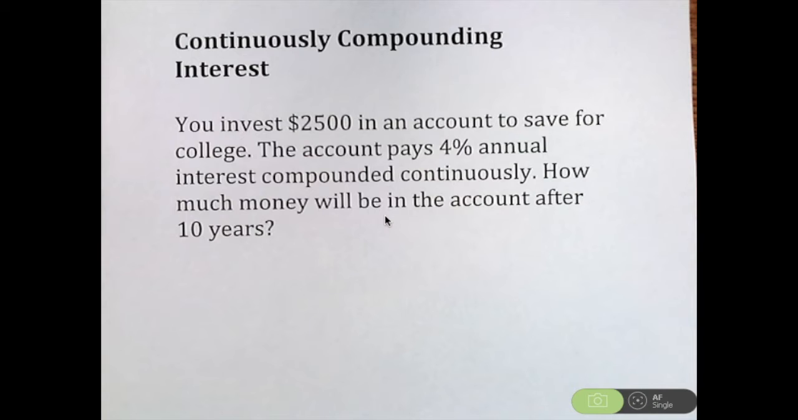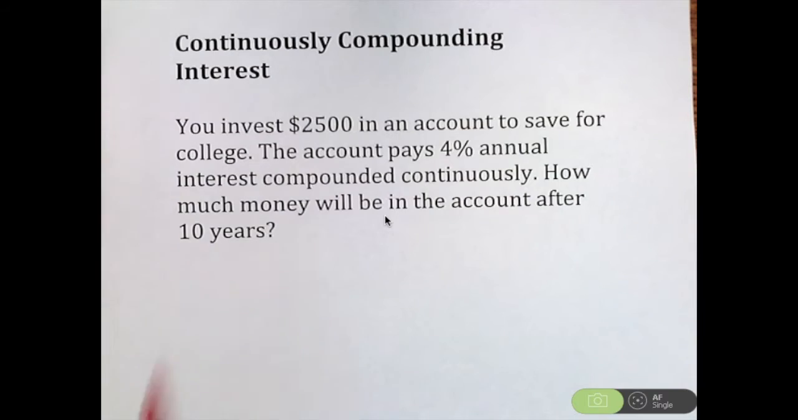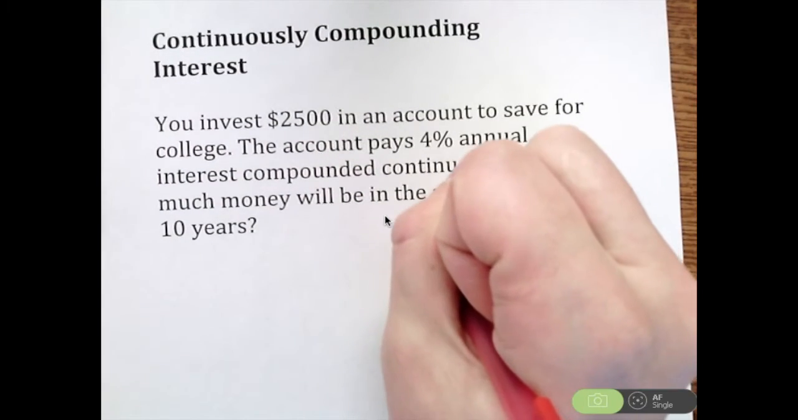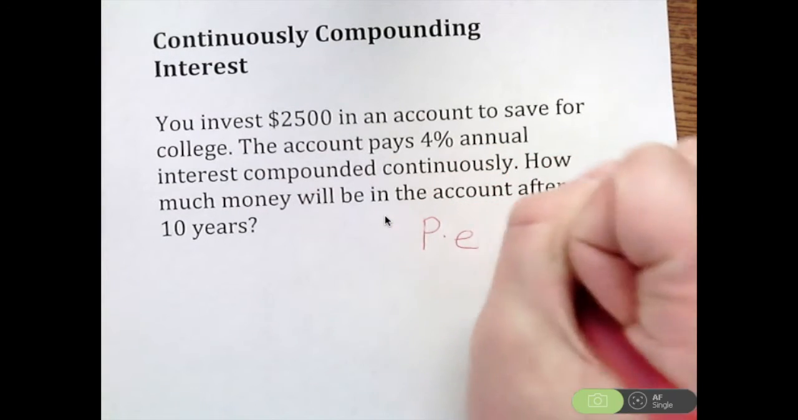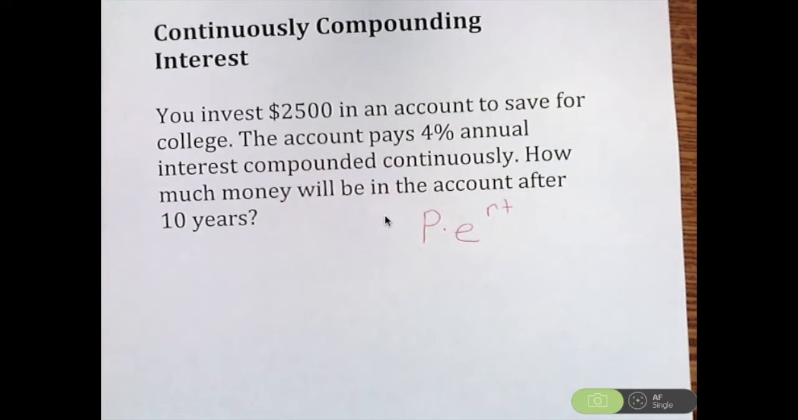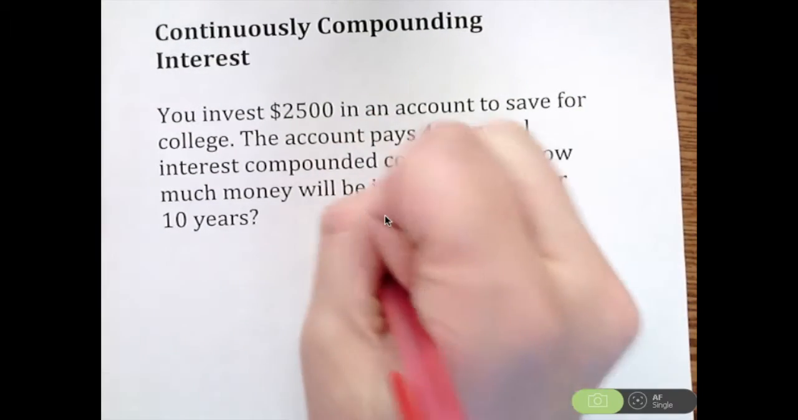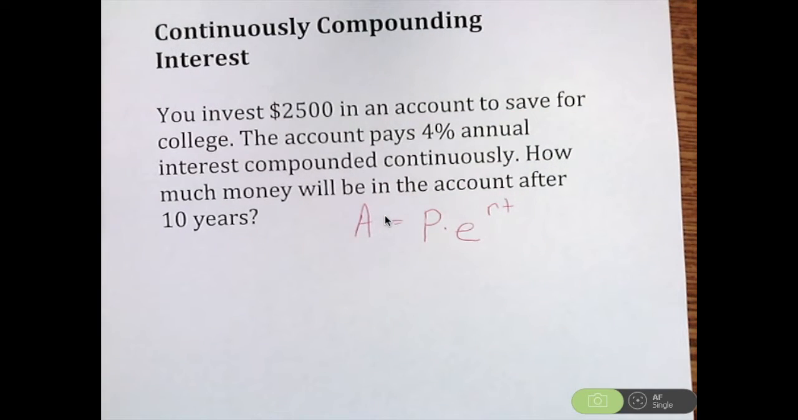In this video, I'm going to talk about continuously compounding interest. Before I jump into this problem, though, I want to talk about what it means to be continuously compounding interest. So it works with a different formula. It's going to be P times e to the exponent rt, so Pert for short. And usually this is A equals, but Pert is the main piece there.